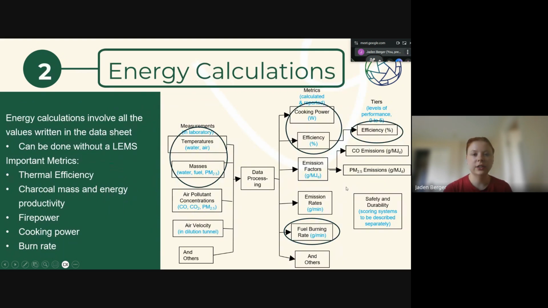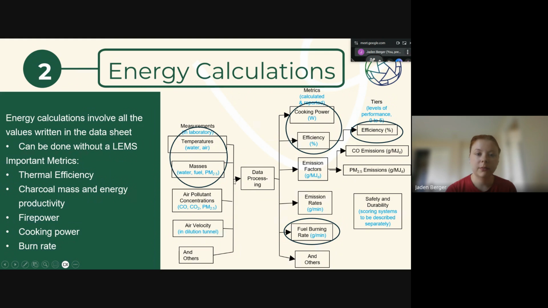Okay, so energy calculations, that's our first big one here. That basically involves everything that you write down in the data sheet. Energy calculations can be done without any emissions collections. The main one that we think about with energy calculations is going to be our thermal efficiency. That's the thing that we report for our ISO tier.